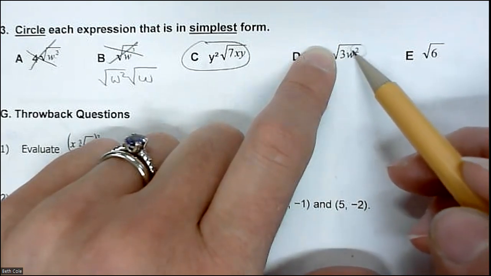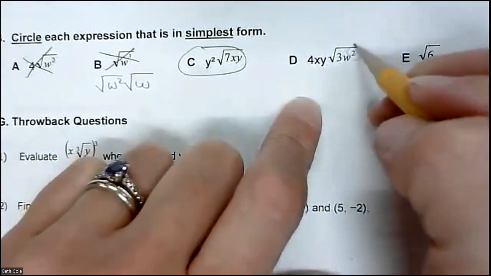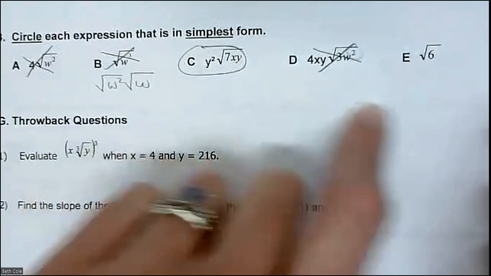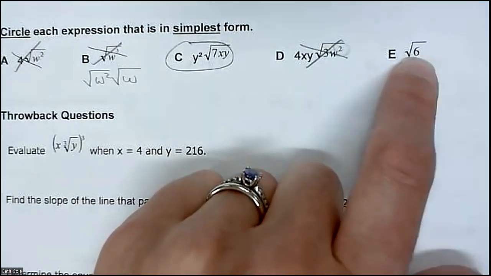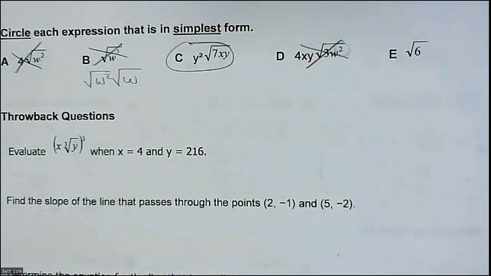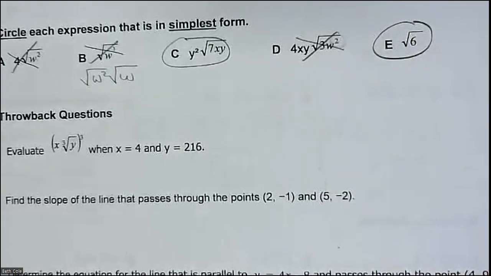But what do you think about this? Could you do more there? Yeah. You could go further in the problem, so it's not simplified. And then how about this one? Would 6 split into what? But 3 and 2 aren't up there. So you can't do anything else to that. It's in simplest form.